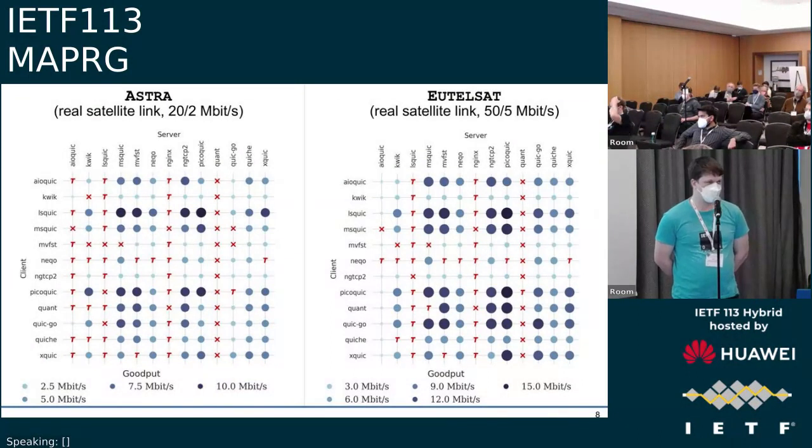Then we have the real satellite links. On the left side, we have Astra, which again uses the baseline of 20 megabit per second in the forward link. Results are again mixed. Some implementations work quite well, some don't. I won't go into details here. Maybe on the right side, we see Eutelsat, which has a link capacity which is twice as much as the other scenarios. From looking at the legend, you see that the absolute goodput values are slightly higher, but compared to the link capacity, the goodputs are still not very satisfying.